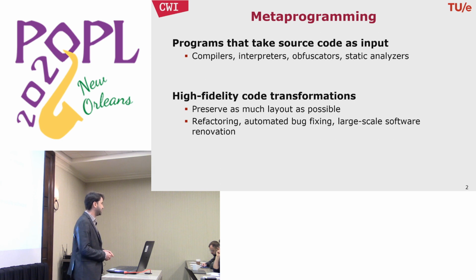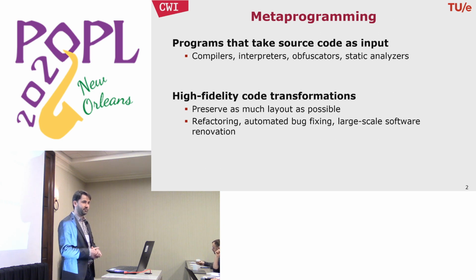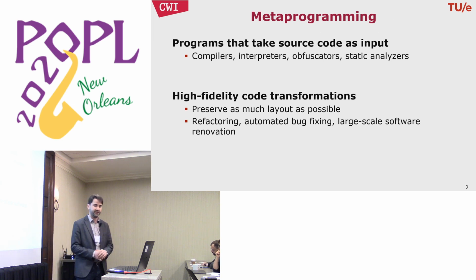And what we see is that for a subset of these tasks, in particular tasks that do replacements inside of some source file, so that the source and the target language are the same, such as refactoring or automated bug fixing, it's important that these transformations preserve layout as much as possible, as to not make the code look foreign to the developers, even if parts of the code are untouched. When we are metaprogramming, these types of code transformations, we call them high fidelity.